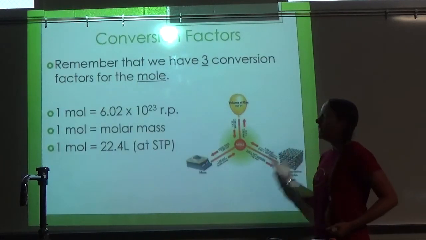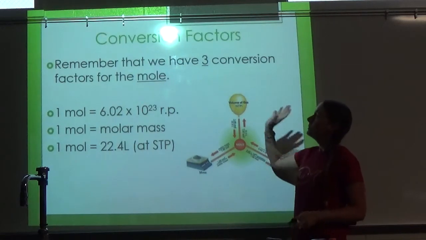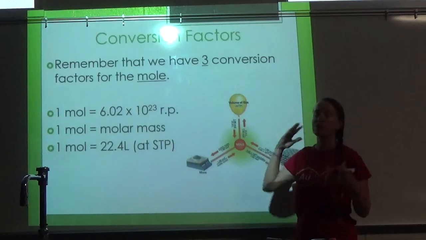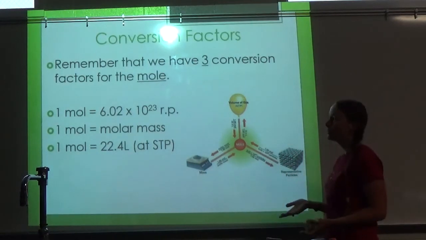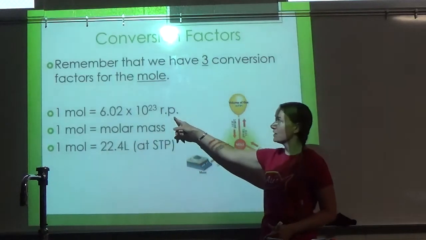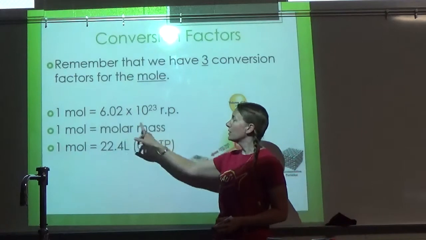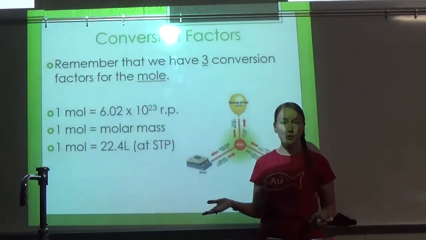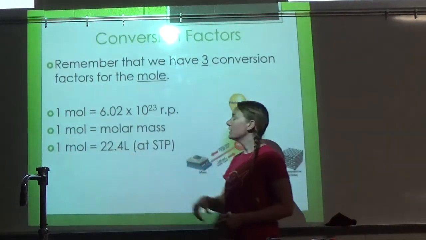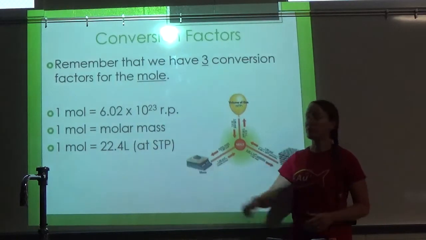So, how do we get to moles, or how do we get to the unit asked for? Well, if you remember back from chapter 10, we have 3 conversion factors for the mole. We have 1 mole is 6.02 times 10 to the 23 representative particles. We use that for atoms, molecules, and ions. We have 1 mole equals molar mass. We use that if we're talking about grams. And we have 1 mole equals 22.4 liters when we're at STP, which is standard temperature and pressure.